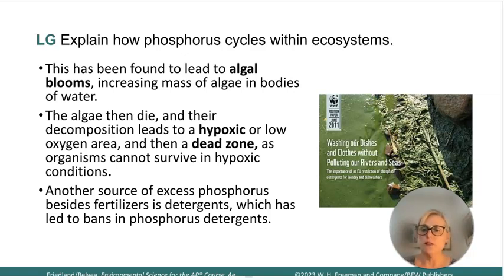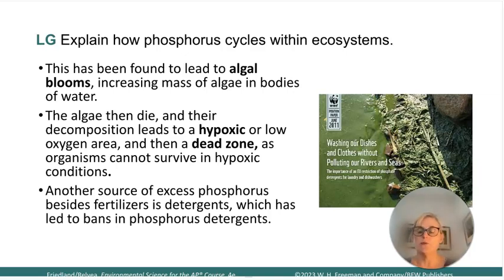The algal bloom doesn't make hypoxia. Remember, algae are photosynthesizers, so they're going to add oxygen. But when the nutrients run out and they die, the decomposing bacteria that live in the water, they will use up the dissolved oxygen, create a hypoxic zone and a dead zone.